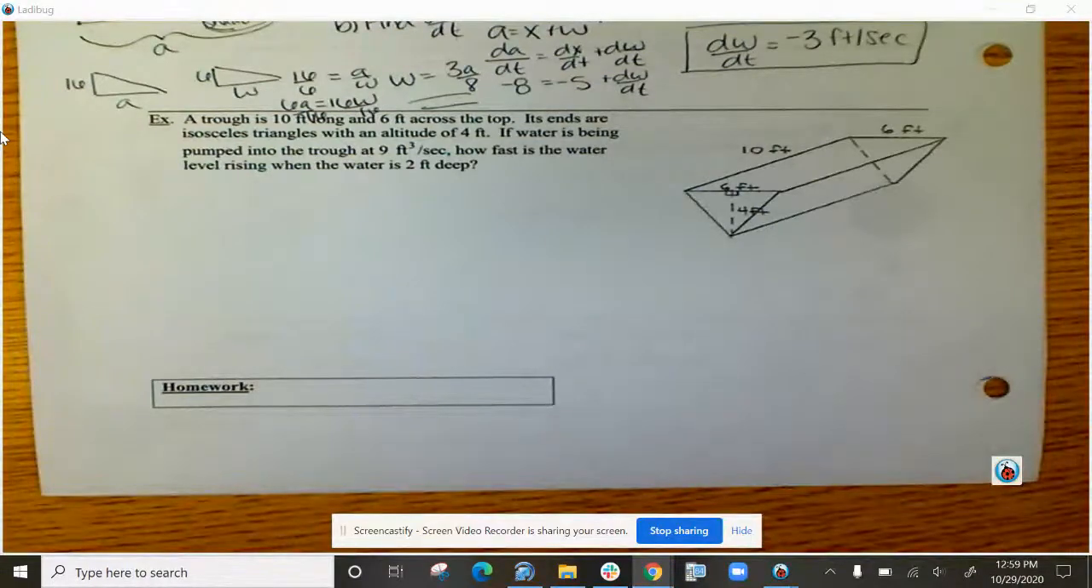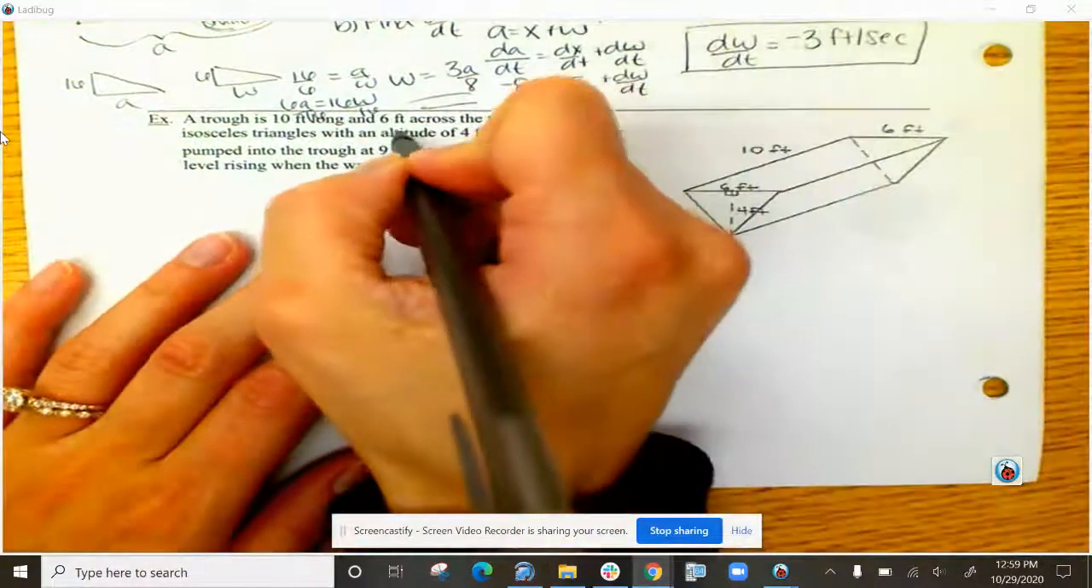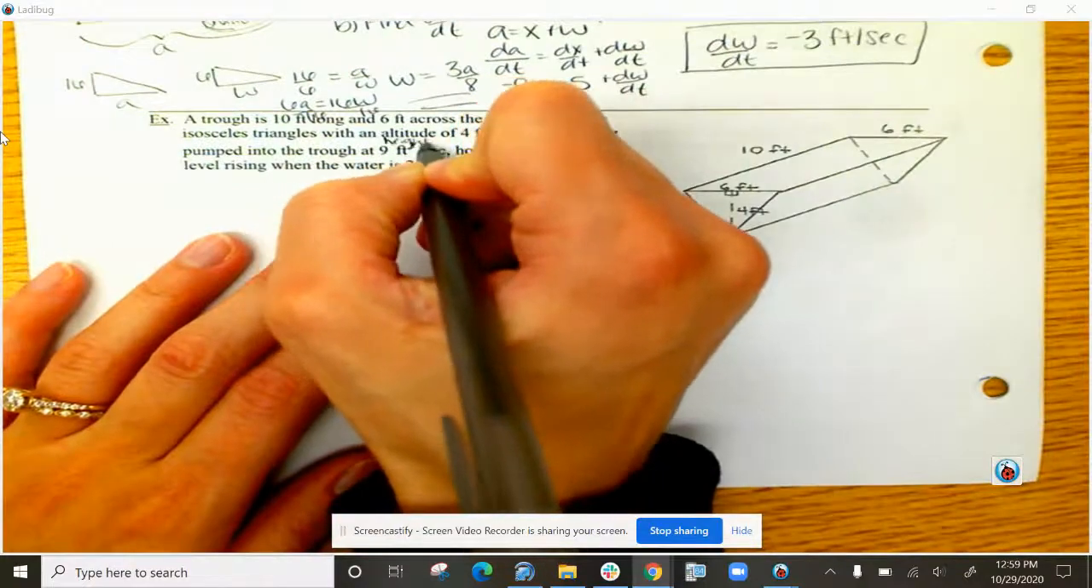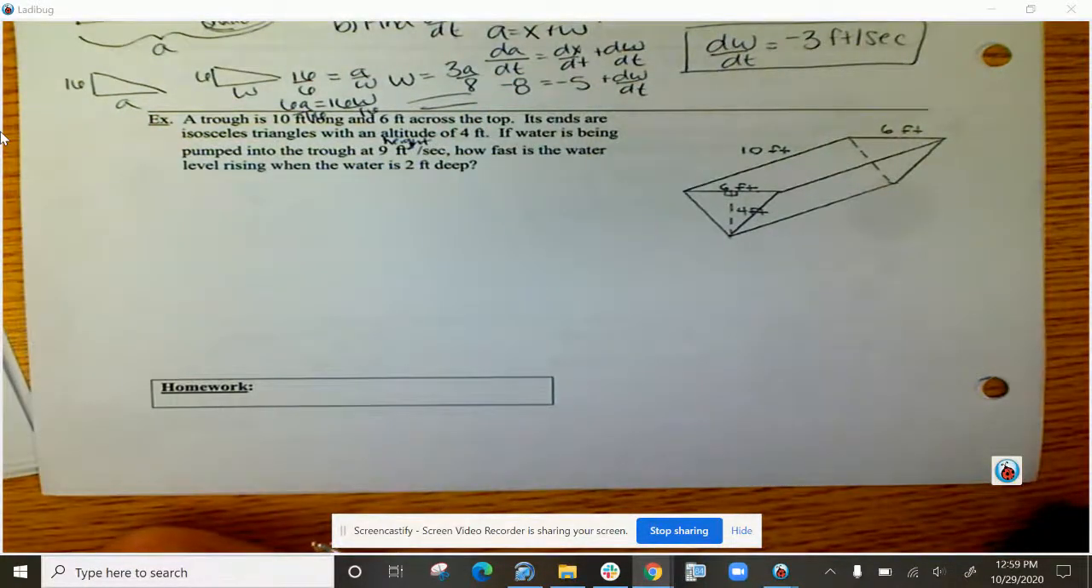Its ends are isosceles triangles with an altitude of 4 feet. If water is being pumped into the trough at 9 feet cubed per second, or 9 cubic feet, how fast is the water level rising when the water is 2 feet deep? Okay, a couple things to keep in mind here. Altitude is the same as the height. So I'm going to just probably refer to that as h, just so you're aware of that.